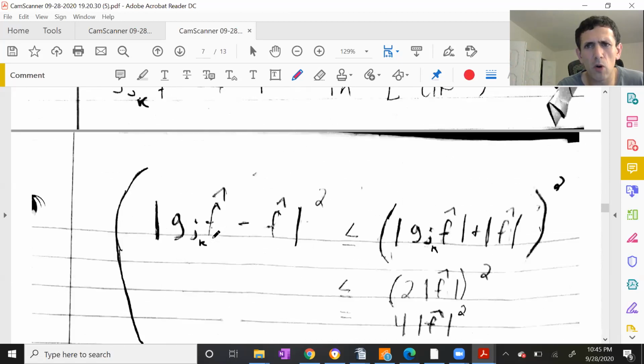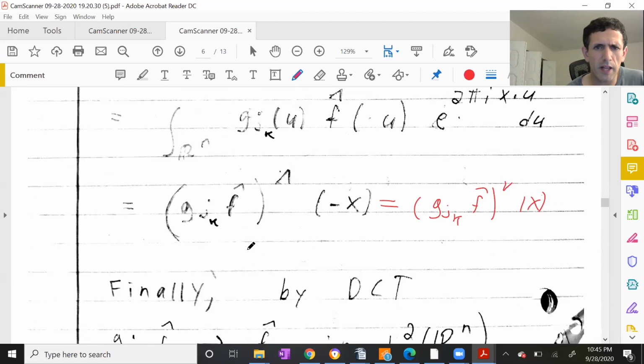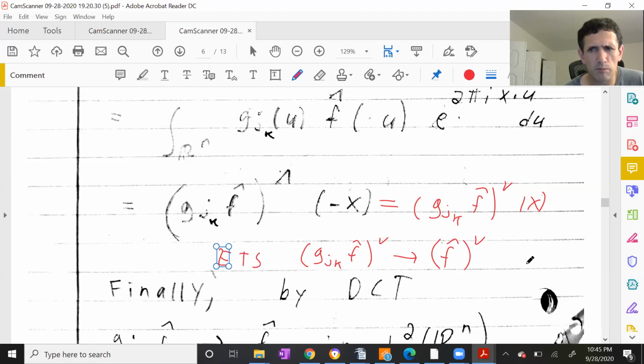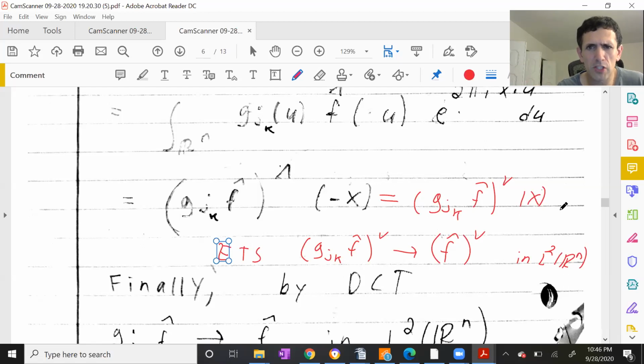So, remember the goal here, maybe I'll write that down. It's enough to show that this here converges to f hat inverse hat, well, in L2. Because then we can do the usual: take a further subsequence, and we get pointwise almost everywhere convergence. So let's check exactly this.